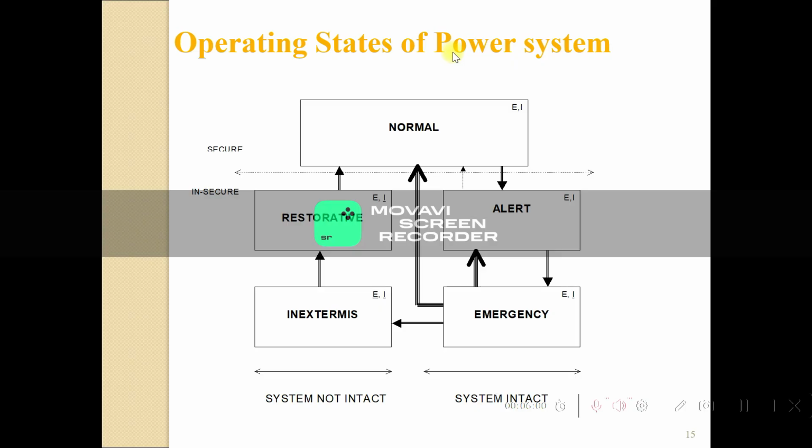Operating states of power system. First one normal, then second one restorative, third one alert, and then extremis and emergency. So these are the operating states of power system.